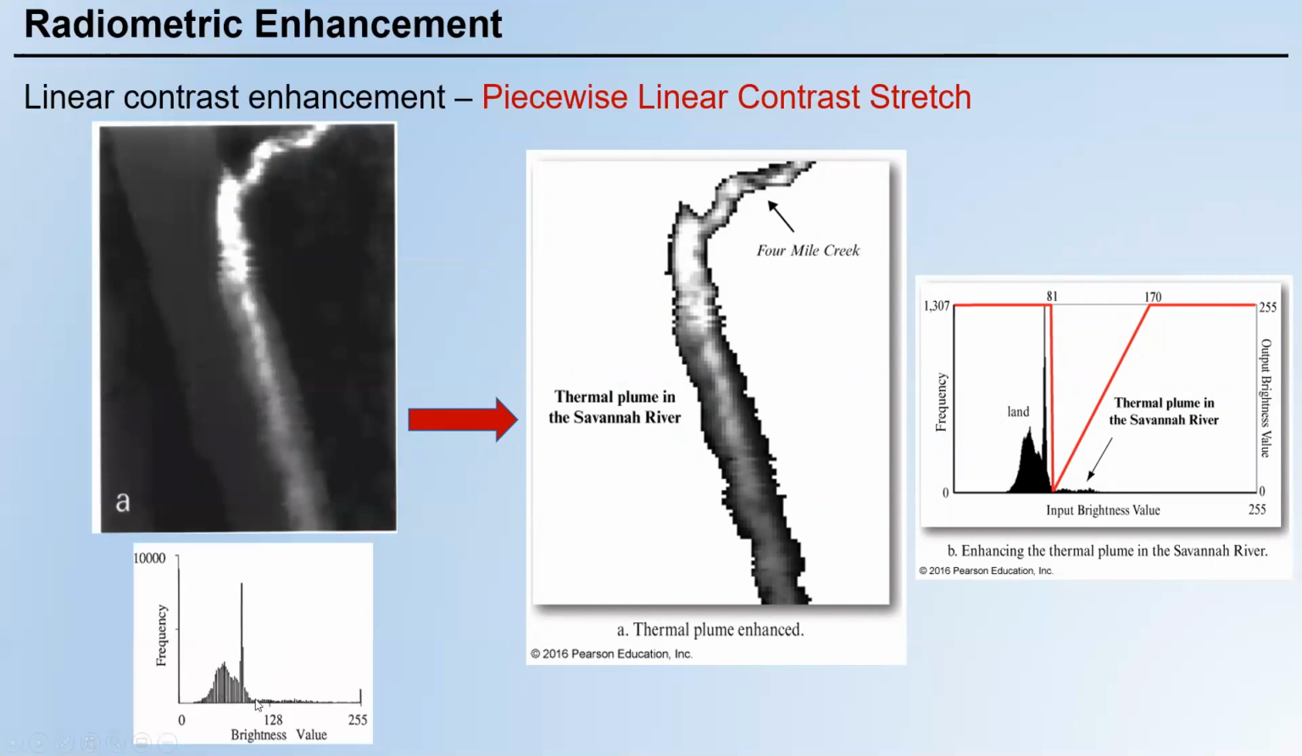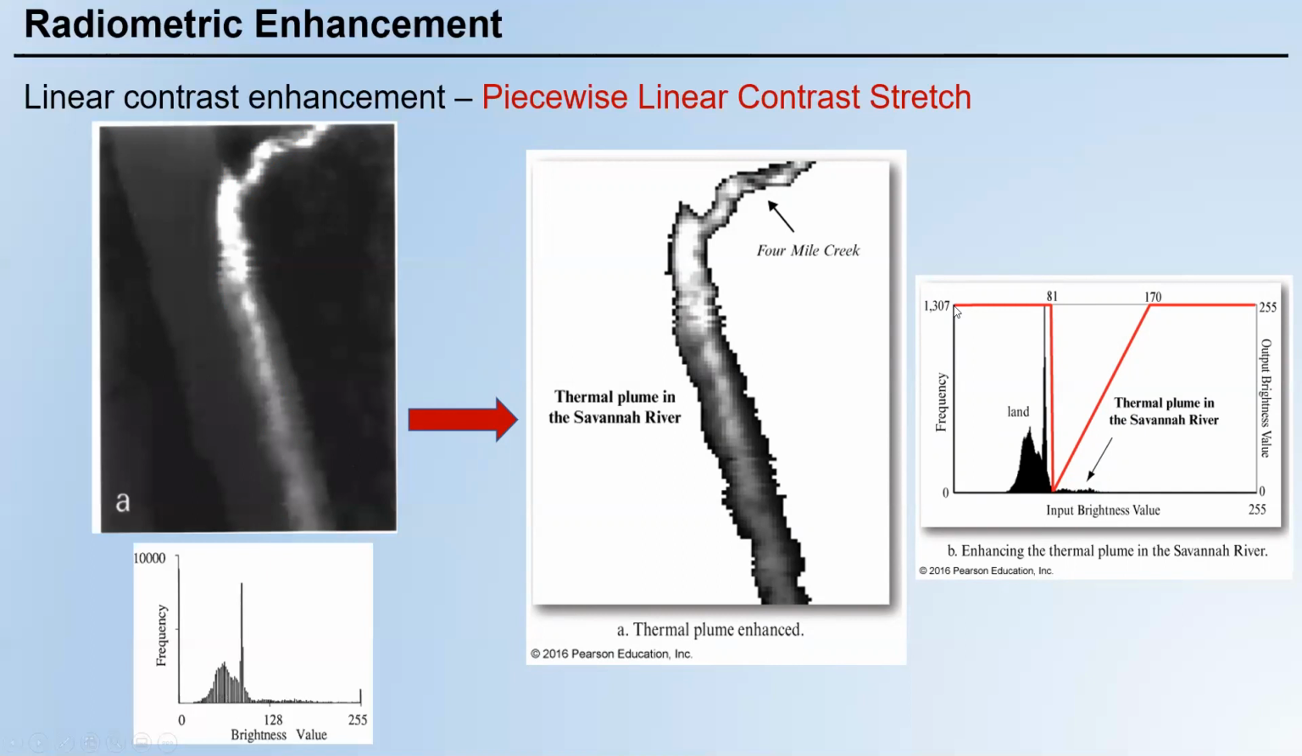And we can say there are other pixels that have a relatively higher value but with low frequency, which means these pixels have higher temperature, but not many of them. These pixels are for the 4 Mile Creek. So this part of the histogram is the part we want to emphasize. For Savannah River and the land, we don't care about them for now, okay?